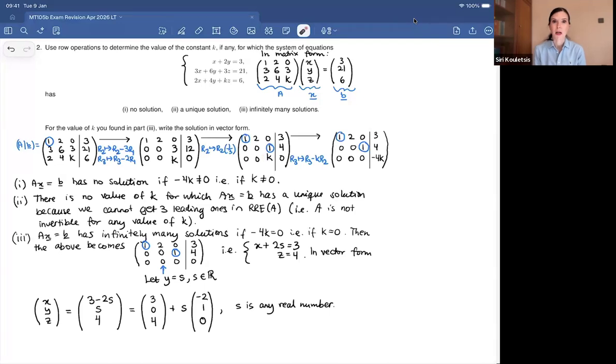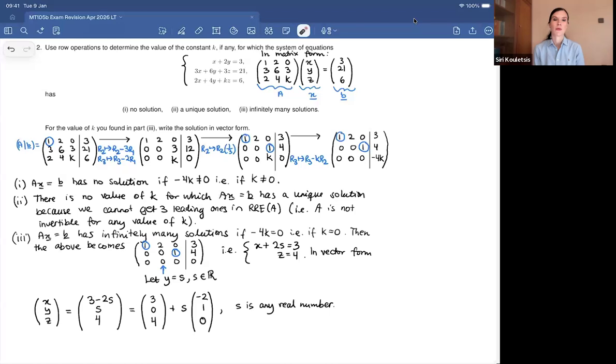So what does that mean? What have we done? This final system, when k was 0, x plus 2y equals 3 and z equals 4, is obviously not the same as the original one, but what they have in common is that they have the same set of solutions. If it's a unique solution, then they have the same intersection point. If it's infinitely many solutions like here, there's a line of solutions, and that's what they have in common.